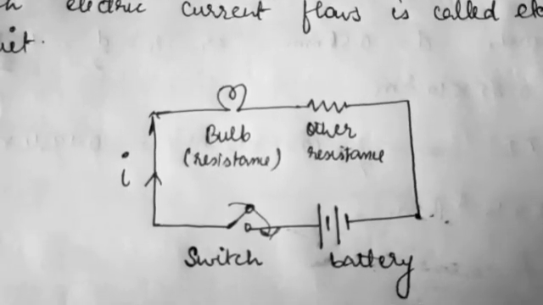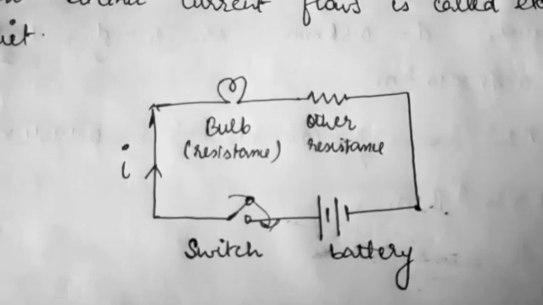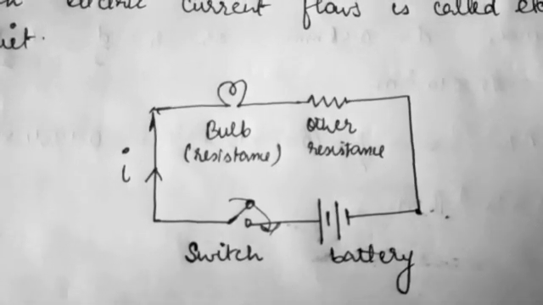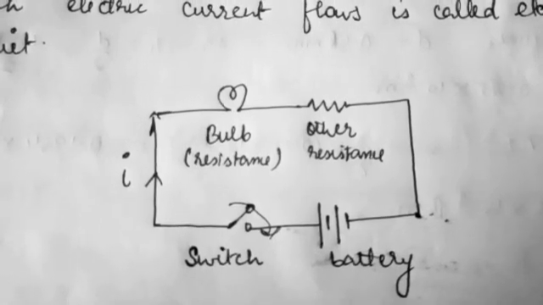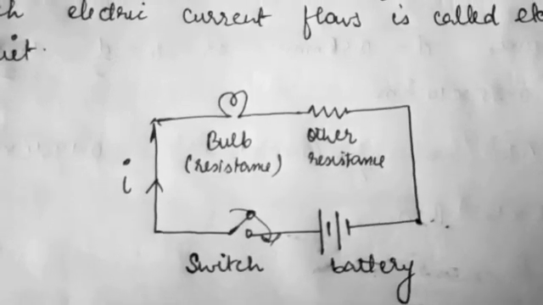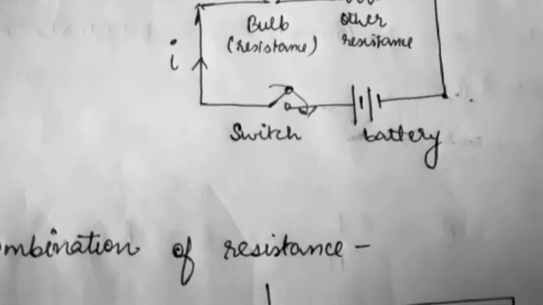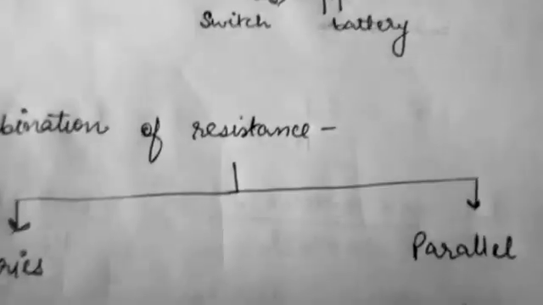So we know that if we have a bulb and a fan in a room, as soon as we switch on the light, the bulb glows, and when we switch on the fan, it starts running. There are various combinations in which they are added: one is series combination and the other is parallel combination.